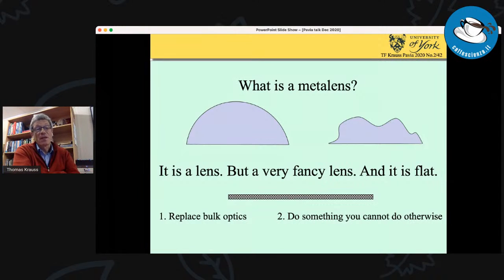So if you could make this with flat lenses, that would be already a big improvement, and it would allow you to improve the packing density and make the whole packaging much simpler. So the mobile phone companies are definitely very interested in this field.